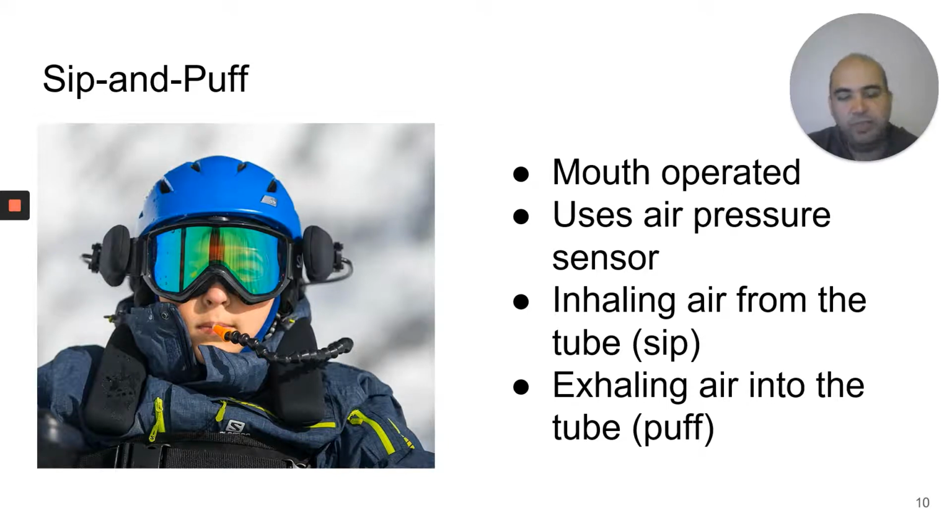Sip and puff is a mouth control system that detects the changes in air pressure. So a user inhaling from the sip and puff tube will be detected as a sip command. Similarly, a user exhaling air into the tube will be detected as a puff command.